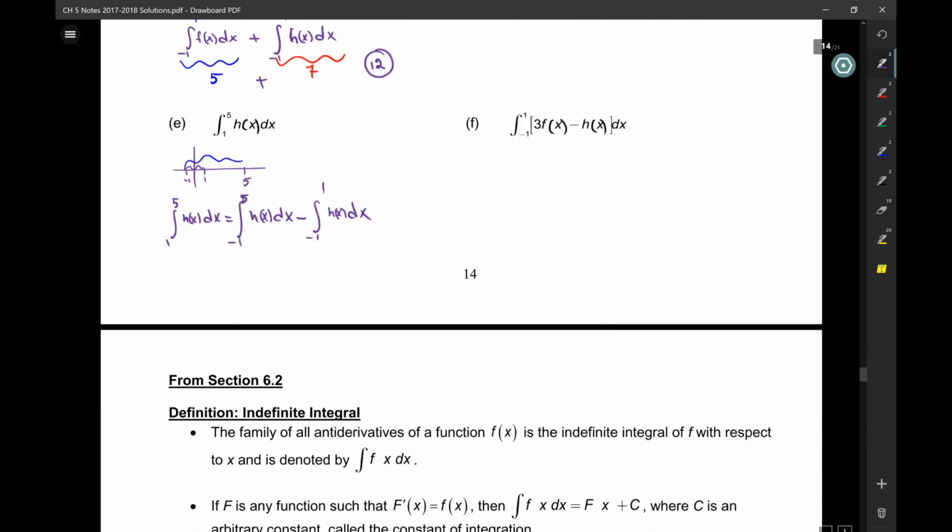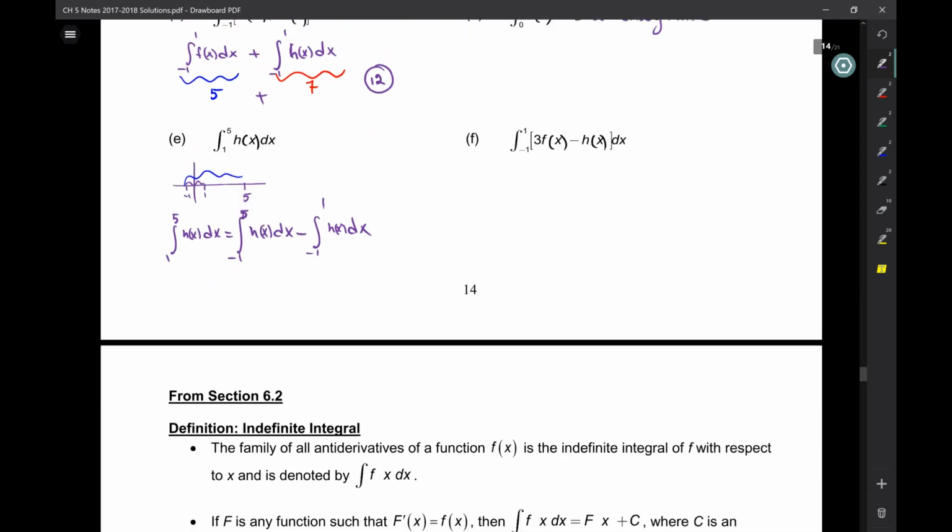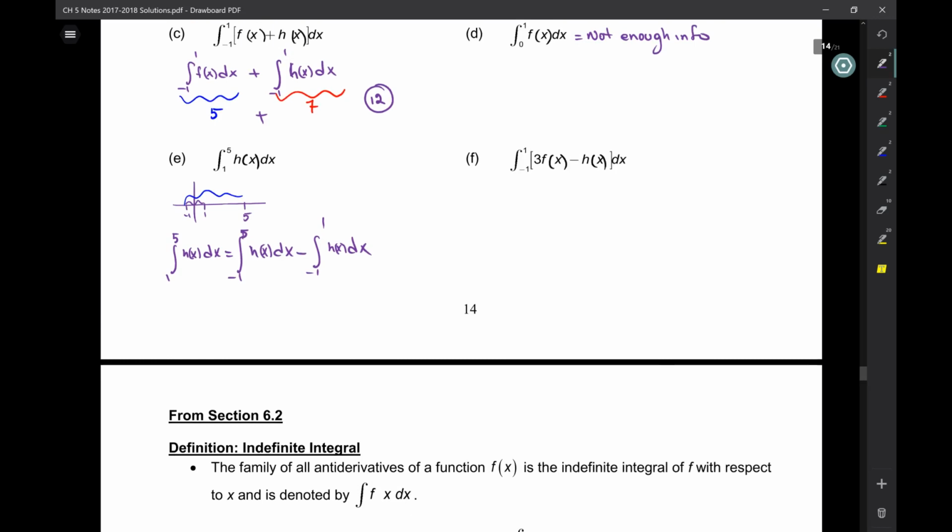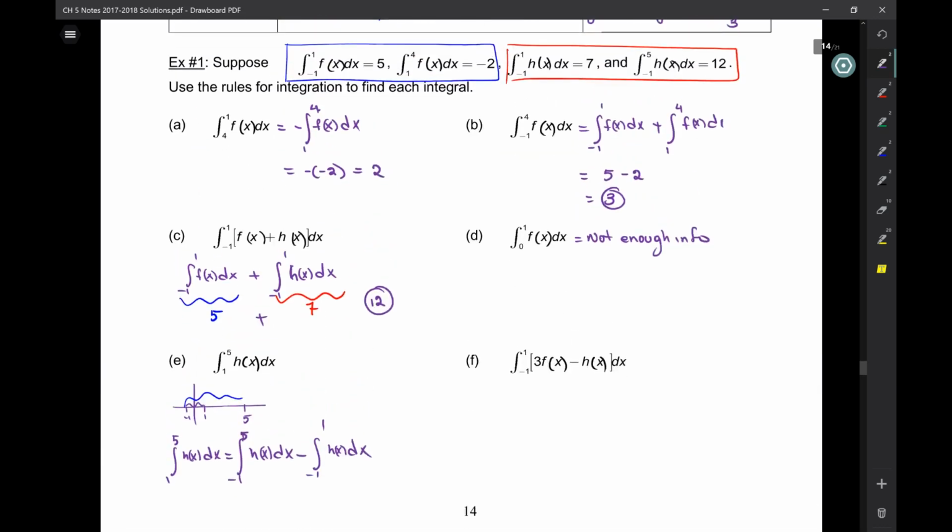Wait, no, wait. Why? But which one is 1 to 5? There's nothing actually given as 1 to 5. Right. But when you have to flip the second one to make it negative, you're just subtracting this. Why do you do both? If you draw it, it makes sense.